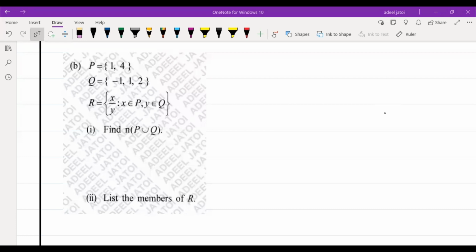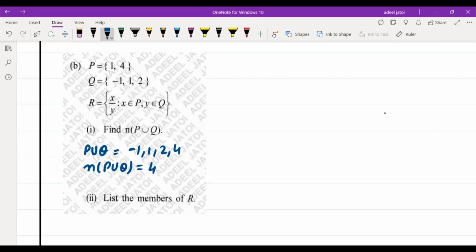So here's another example question. Let's say P is {1, 4}, Q is {-1, 1, 2}. x, y, where x is an element of P and y is an element of Q. So first of all, P union Q. For this, what we need to understand is P union Q means all the values of P and all the values of Q: -1, 1, 2, and 4. So n(P union Q) should be 4.